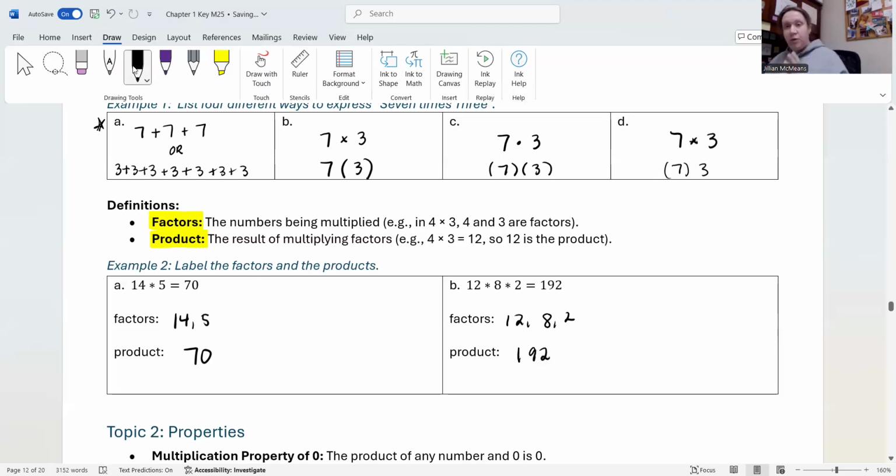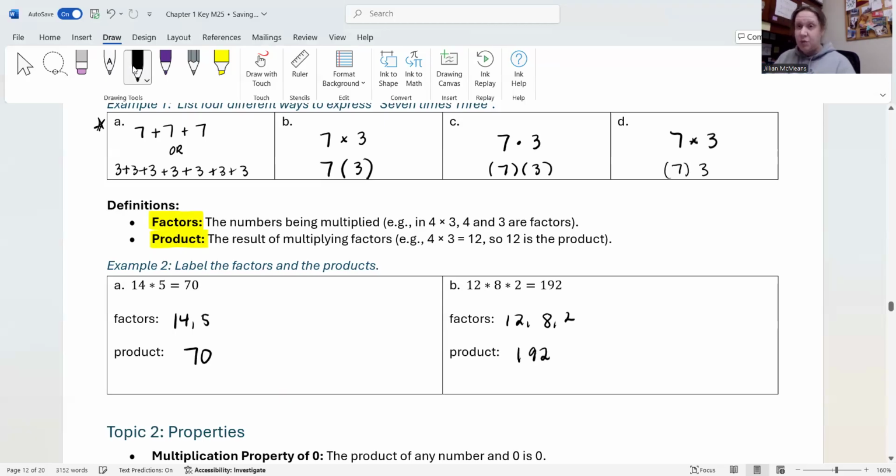Okay, so we need to know that multiplication is kind of like a shorthand way of thinking of repeated addition, okay? The parts of multiplication are factors and products, factors being the numbers that we're multiplying, product being the result we get. And there's different ways to represent multiplication.